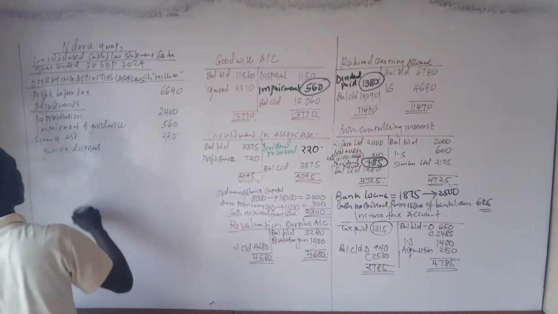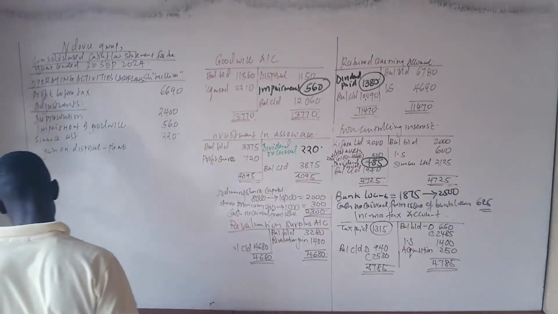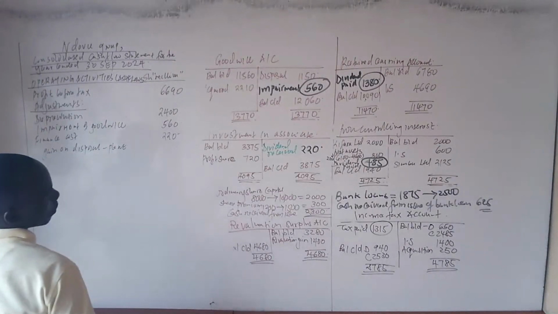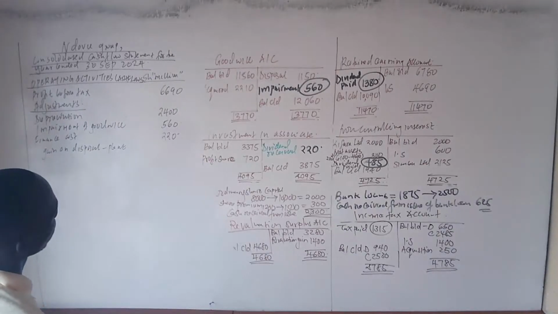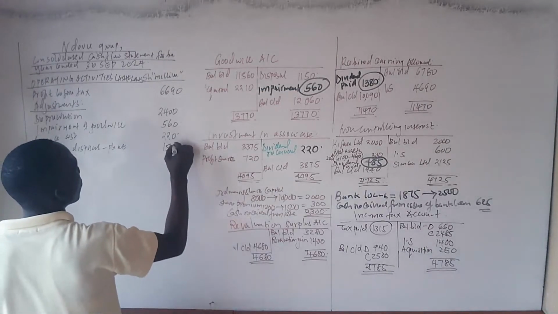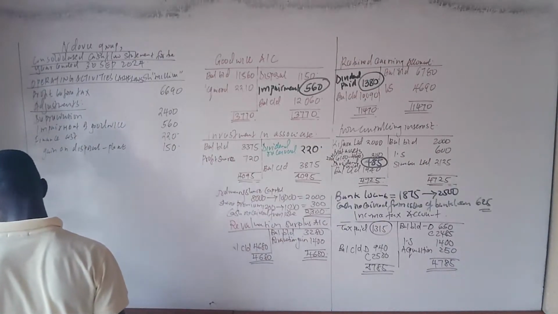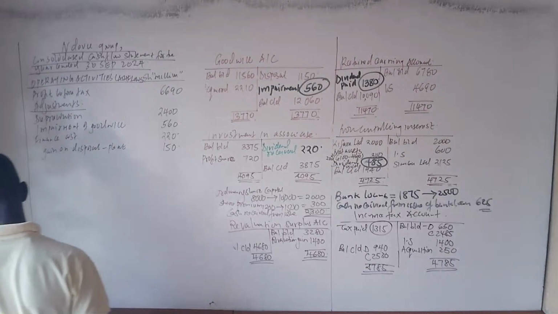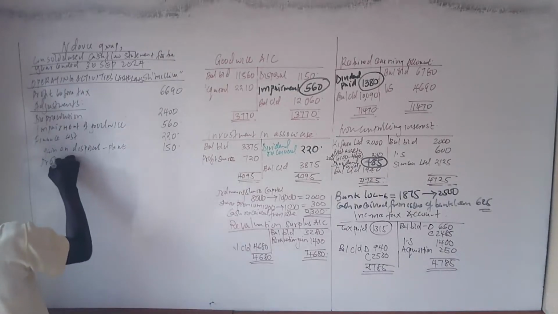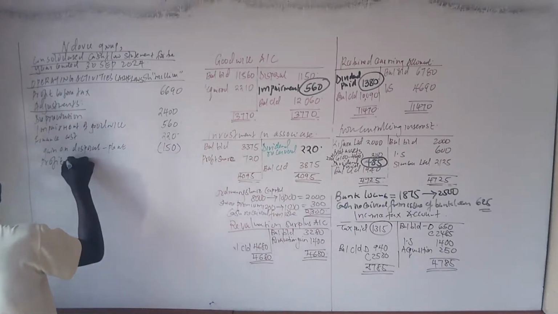Gain on disposal of what? Of plant. Of how much? 150. Where is it? The disposal of plant account. How much was it? 150. Then from there, what else? When it's a gain, we minus it. Give me the profit.